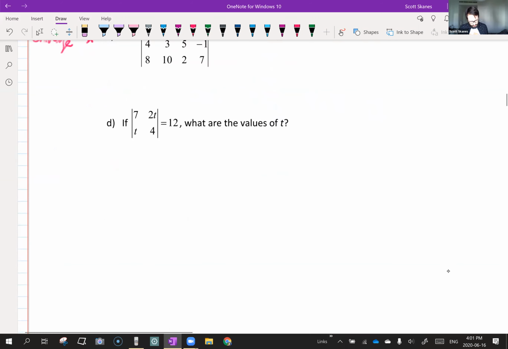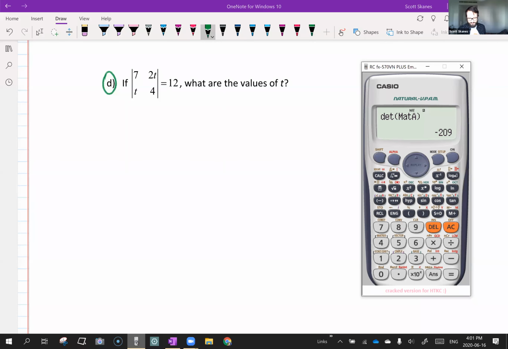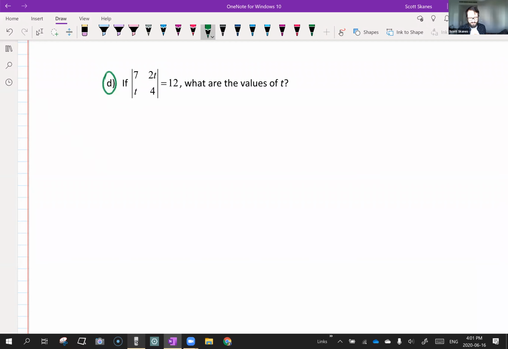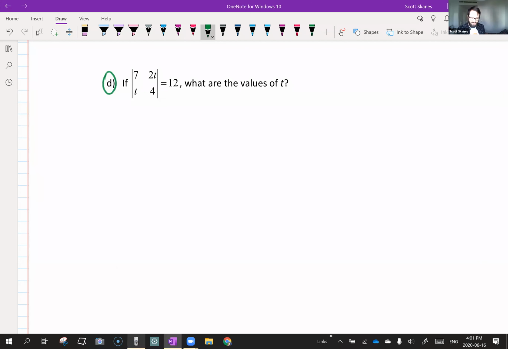Okay, let's keep going. D. This one's a little different. It's kind of an extension question, but I wouldn't call it difficult. Cracked calculator on a laptop. Yeah. So what are you using this one? Yeah. Cheats. If you contact me, I can send it to you. You'll know it's the right one because you say the cracked version for HTKC. Easy to find.